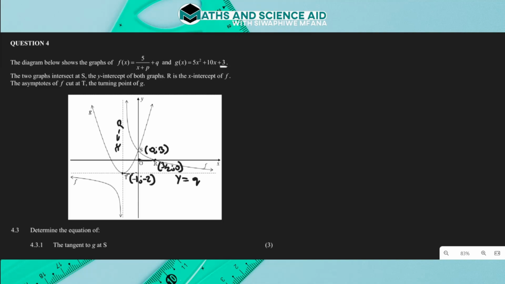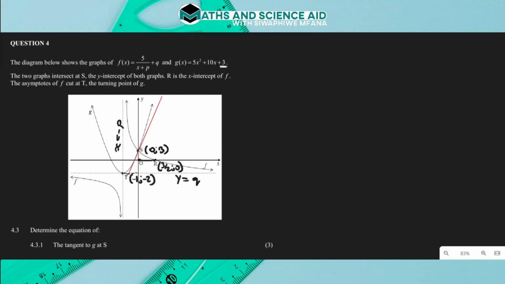Now let's go to 4.3. 4.3.1 is asking us to determine the equation of the tangent to g at S. So imagine that our parabola had a tangent line. If I were to sketch such a line, it would be something like this. And remember that by definition, a tangent line is just a line which only touches a curve at one point. So this line here would only touch the graph of g at that point S.